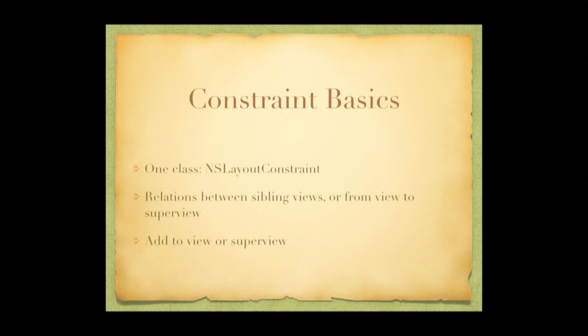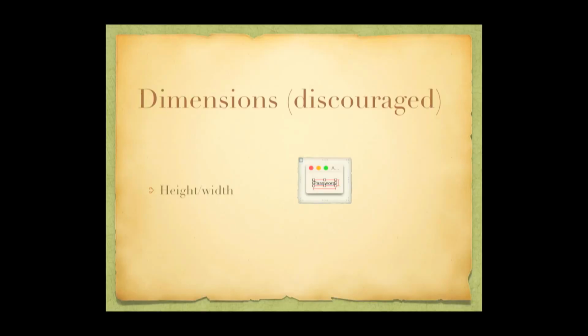So constraint basics, you have NSLayoutConstraint. It's fairly straightforward. You can have relations between a view and its superview, or a view and its siblings, and that's more or less it. You've got a number of different kinds of constraints, and I'm going to run very quickly through all of them. You've got height and width, and they're all very well until your layout changes, and suddenly your fixed width is completely useless, because password in English, password in French, different lengths, and suddenly your layout breaks.